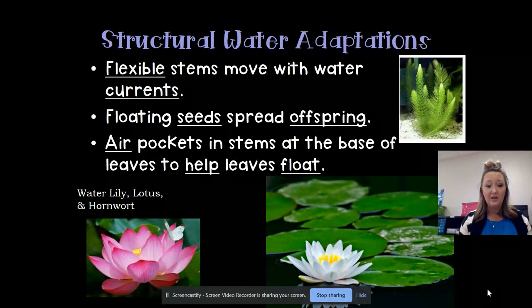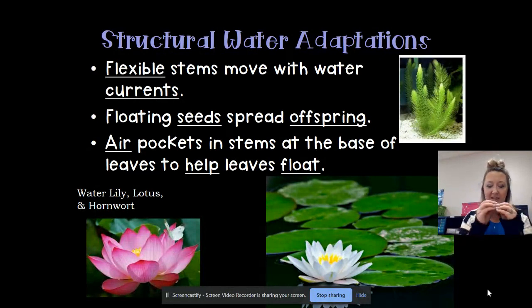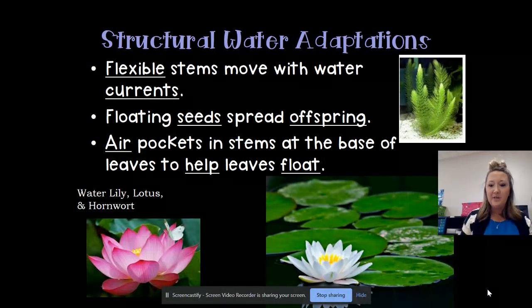Floating seeds are another way that those types of plants can help survive. And a lot of these plants actually have air pockets at the base of where the leaves start, like lily pads, to help the leaves float and lay flat on top of the water so that they can still absorb that sunlight, because they're still going through photosynthesis, just like land plants.